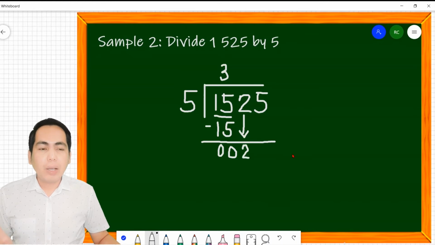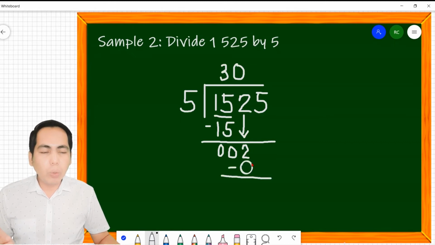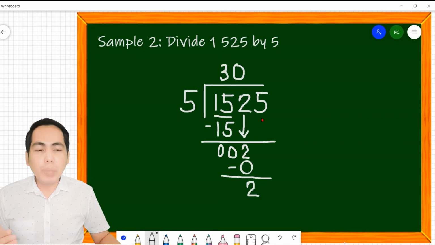Okay, next. We are going now to divide 2 by 5. Since our divisor is larger than our dividend 2, we have to use 0 as our partial quotient. So 0 times 5 will give us 0. And then we can now subtract. 2 minus 0 will give us 2. And then we are going to bring down our last digit, which is 5.